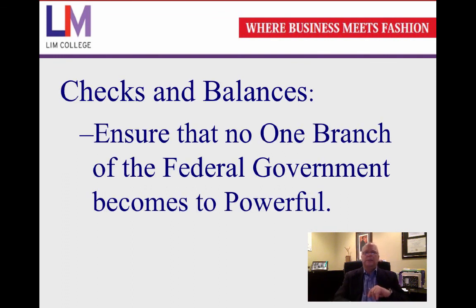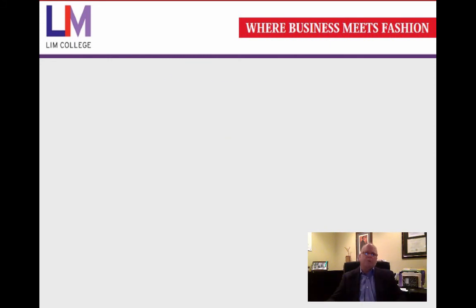This three-branch system is known as checks and balances. It is to ensure that no one branch of the federal government becomes too powerful. They all check one another. They all balance one another out. One president can't become too powerful; he'll get checked by the Congress. Congress can't pass crazy laws because the judicial is going to say no, they're unconstitutional. You can't do that. So they'll keep an eye on one another.